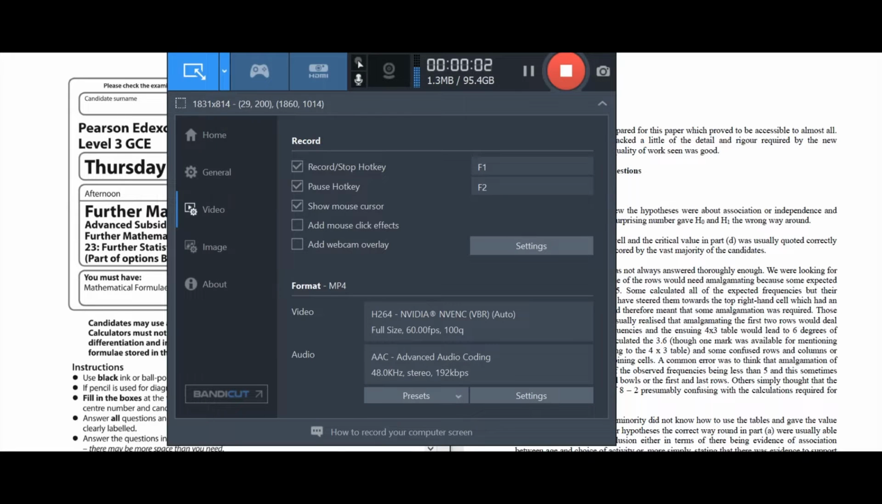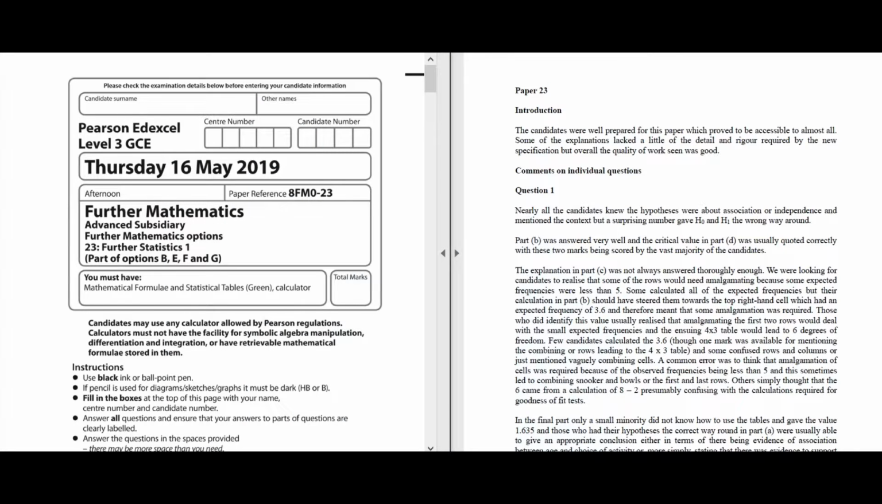Okay, so examiner report wise, what we see mentioned is that the candidates were well prepared for this paper, which proved to be accessible to almost all. Some of the explanations lacked a little of the detail and rigour required by the new specification, but overall the quality of work seen was good, which is positive.